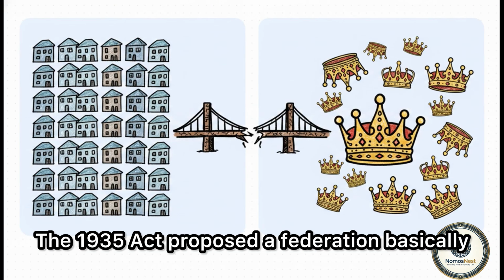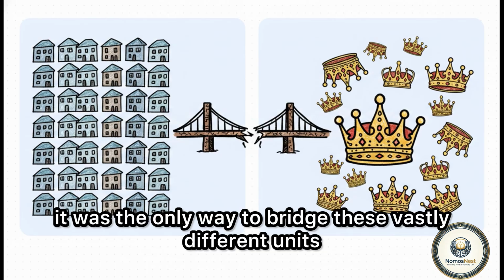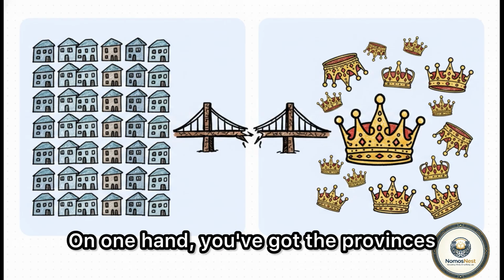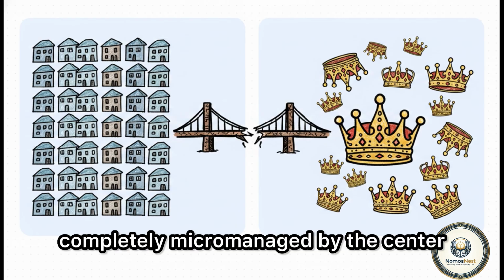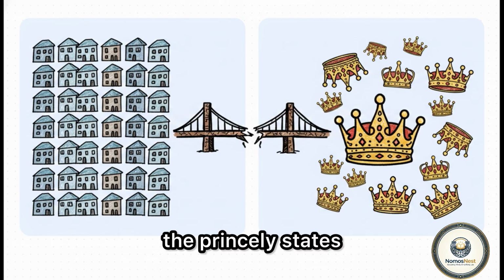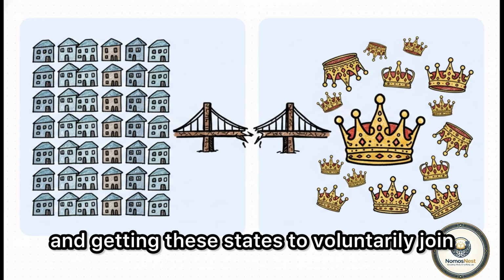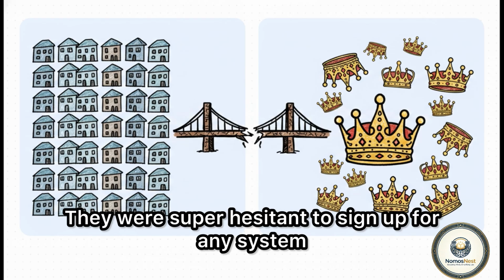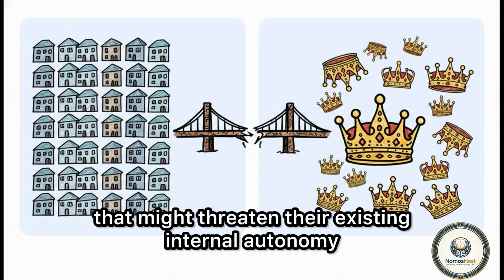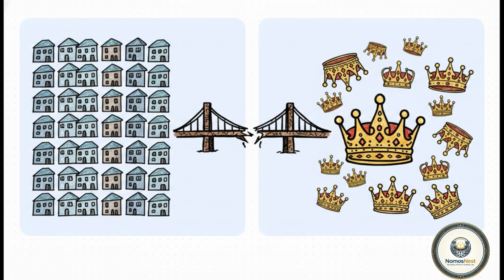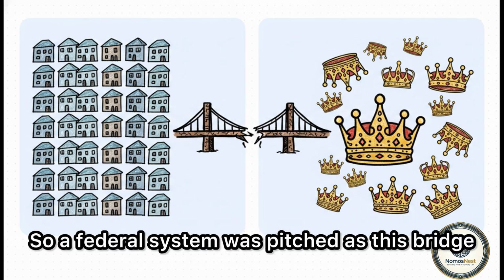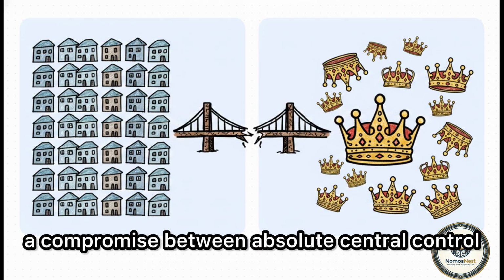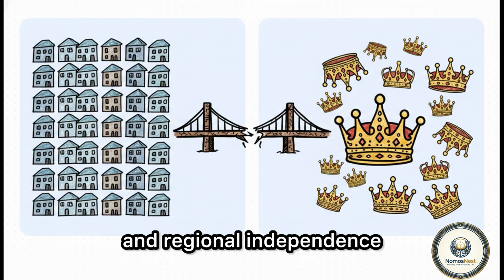The 1935 Act proposed a federation basically because, logistically speaking, it was the only way to bridge these vastly different units. On one hand, you've got the provinces, completely micromanaged by the center. On the other hand, the princely states. And getting these states to voluntarily join a new federation was incredibly difficult. They were super hesitant to sign up for any system that might threaten their existing internal autonomy. So, a federal system was pitched as this bridge, a compromise between absolute central control and regional independence.